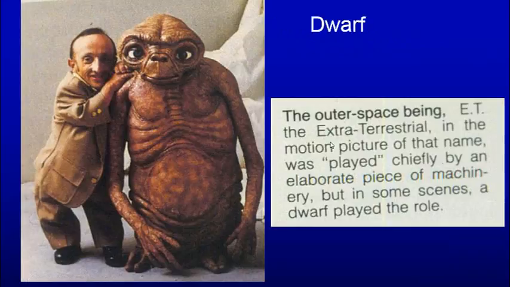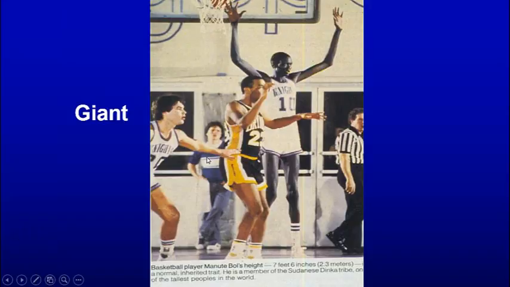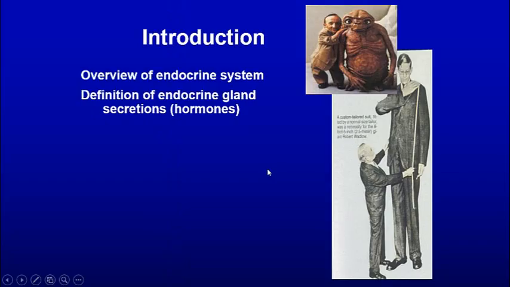Now, a dwarf was used for ET. It was a robot, was most of the acting, but sometimes a dwarf was used there. Or a giant is another endocrine effect. Here you can see a giant. This guy was 8 feet 5 inches tall. Also, Bo was from a tribe that has the tallest people in the world. And you can see it'd be no problem for him to dunk the ball. But I think some guys would shoot right between his hands. I'm not sure.